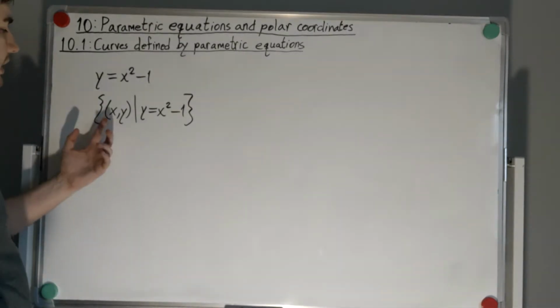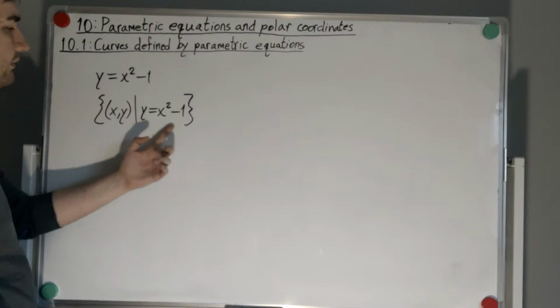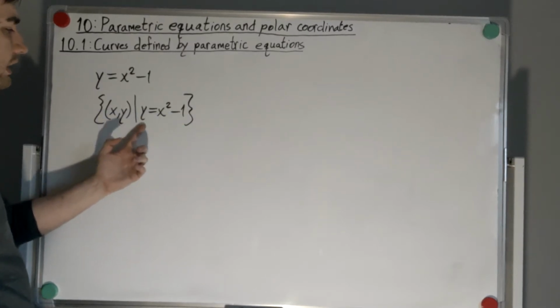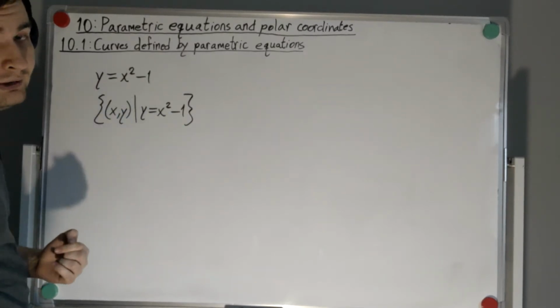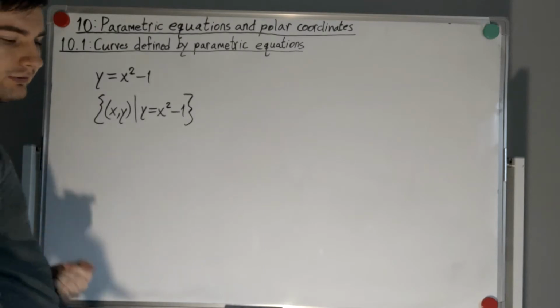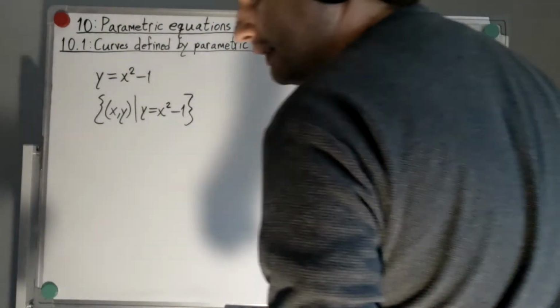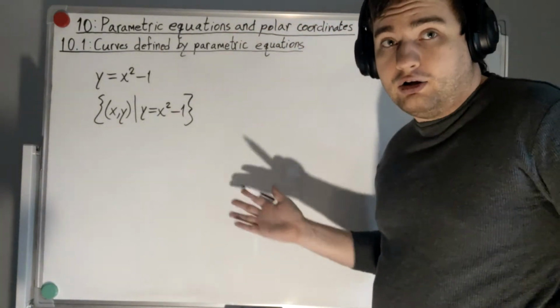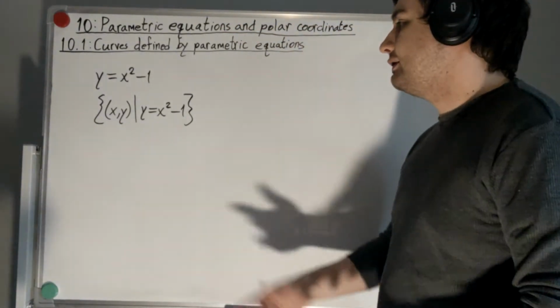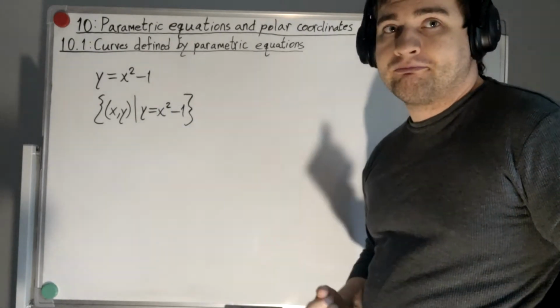If a point xy satisfies this condition, that its y coordinate is its x coordinate squared minus 1, then it's on this curve. Okay? So prior to this class, this is how you defined pretty much all curves, just by these equations that relate x and y.